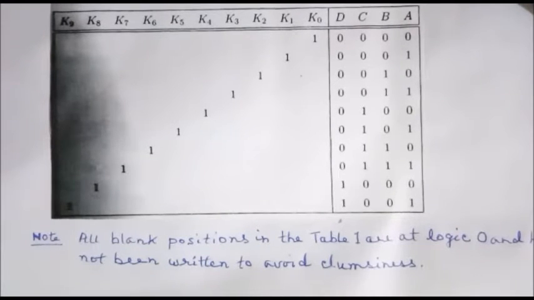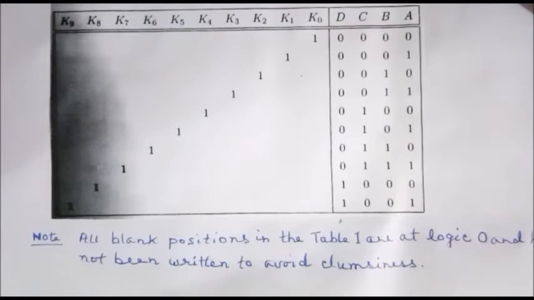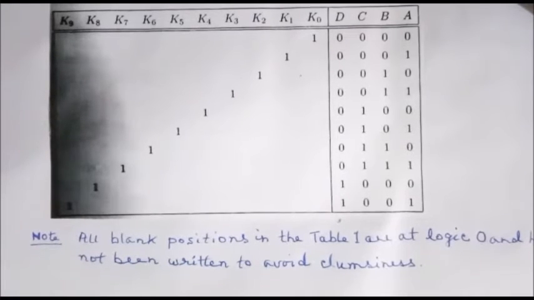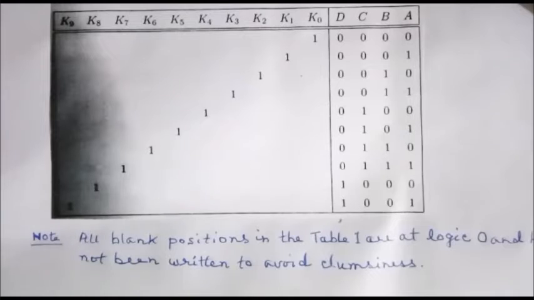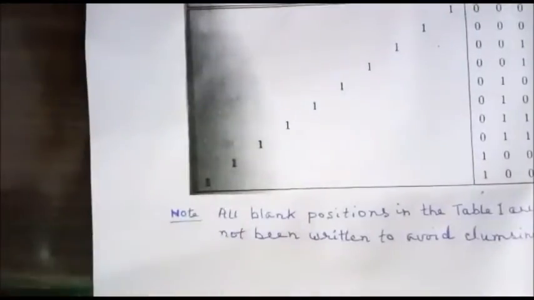Now let us observe this truth table. From the truth table, it is clear that A is equal to 1 when K1 is equal to 1, or when K3 is equal to 1. Similarly for K5, K7, K9, in all these cases A is equal to 1. Similarly, we can find out the conditions for B. This B is equal to 1 when this K.